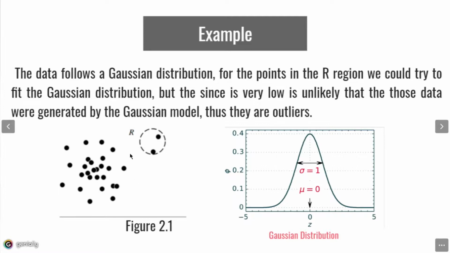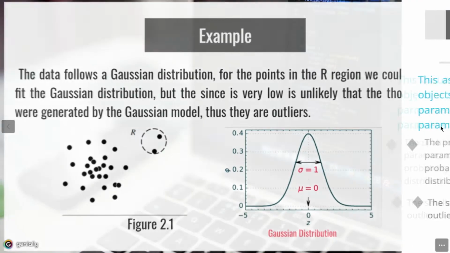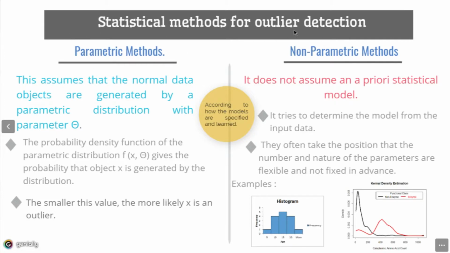However, there are many ways to learn generative models. In general, statistical methods for outlier detection can be divided into two major categories: parametric methods and non-parametric methods, according to how the models are specified and learned. So that we can have our PhD in outliers, we need to understand those two categories.